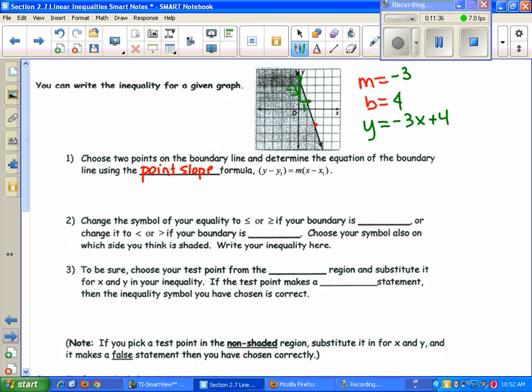But remember, we're not done because we have a shaded region on my graph. And since we have a shaded region, that means that we need to figure out which way my inequality is going to go, and if it's greater than or equal to, less than or equal to, or if it's greater than or less than. So change the symbol of your inequality to one of the less than or equal to, or greater than or equal to if your boundary line is solid, or change it to less than or greater than if it's a dotted line.